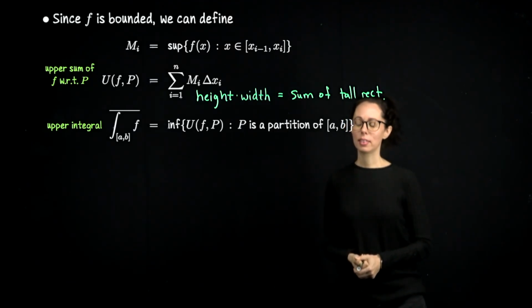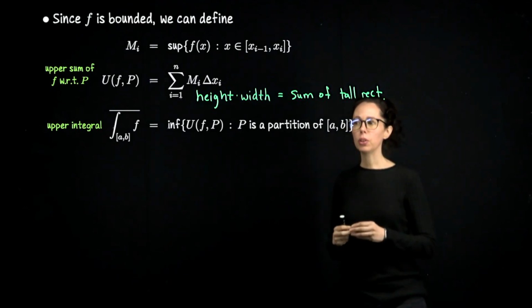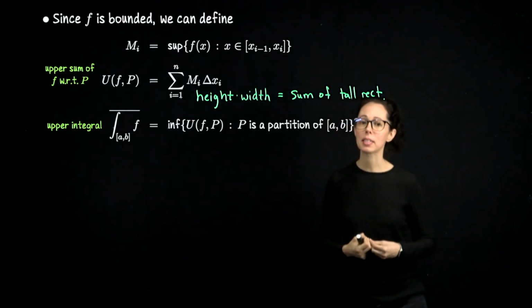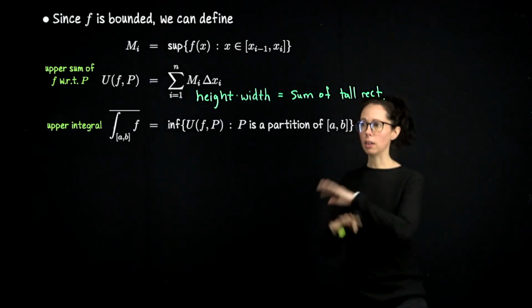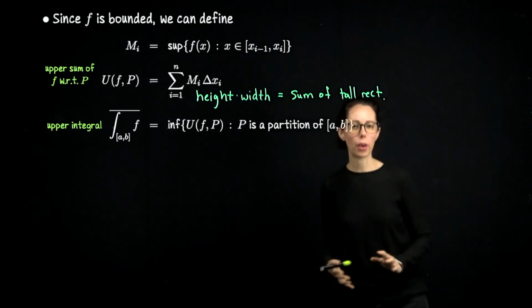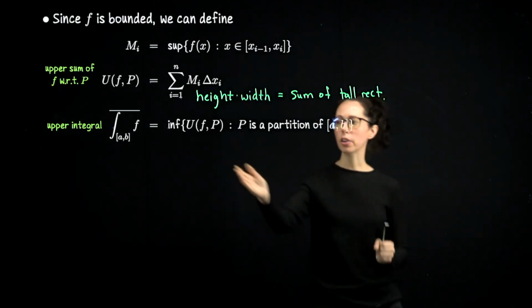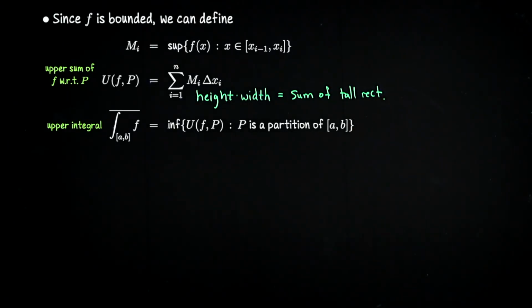Okay, take a moment here to pause and see if you can perhaps prove or reason out why this infimum must actually exist. So I claimed that the set of all possible upper sums is bounded below. How do I know that? Can you come up with some concrete explanation for why this set's infimum exists?